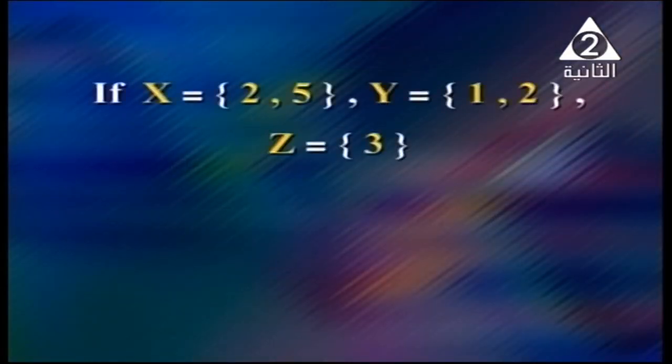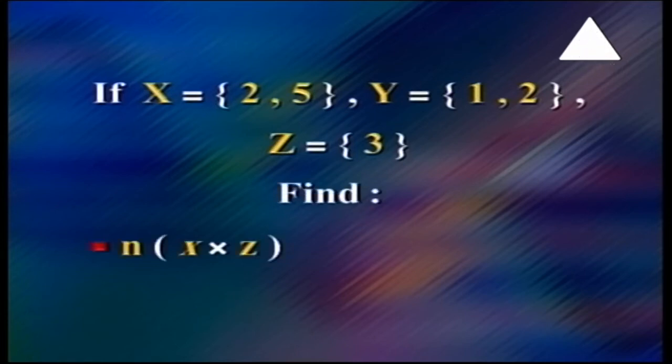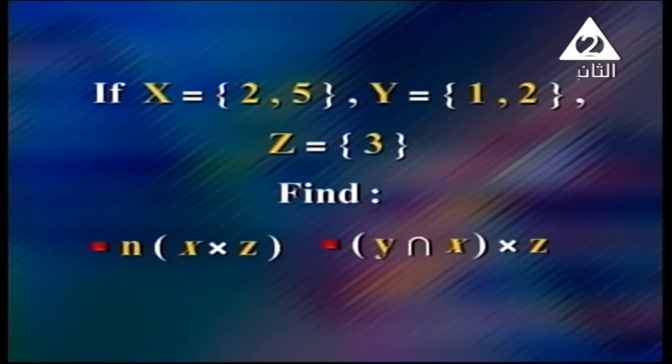If x equals {2, 5}, y equals {1, 2}, and z equals {3}, find the number of elements of x cross y, and y intersection x cross z. First of all, what about the number of elements of x cross z? Yes, it's the number of elements of x times the number of elements of z. How many elements are there in x? 2 elements. How many elements are there in z? Only one element. So it is 2 multiplied by 1 to obtain a result of 2.